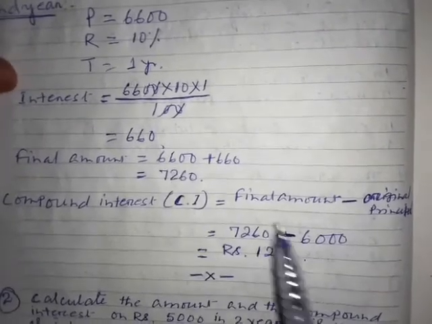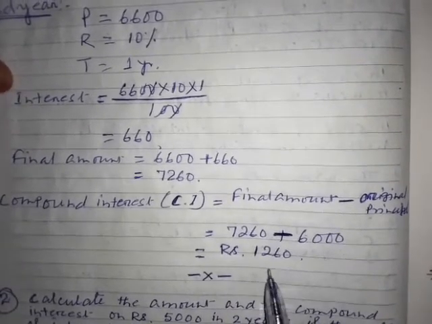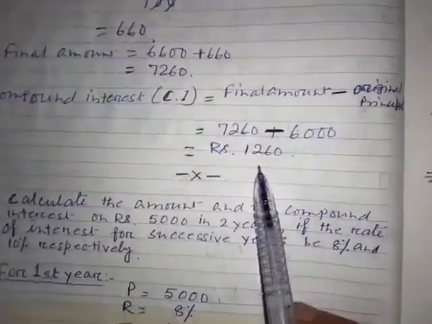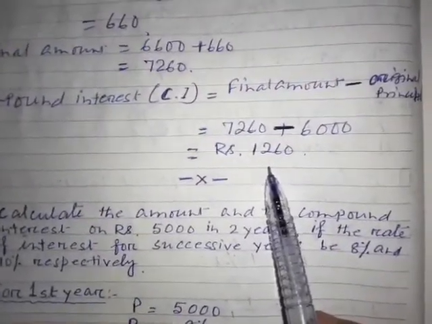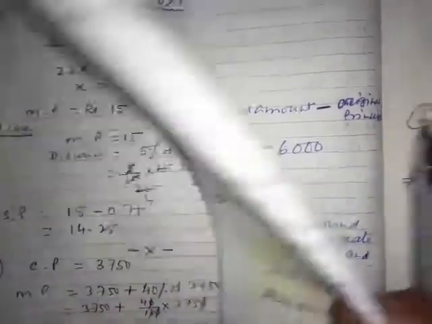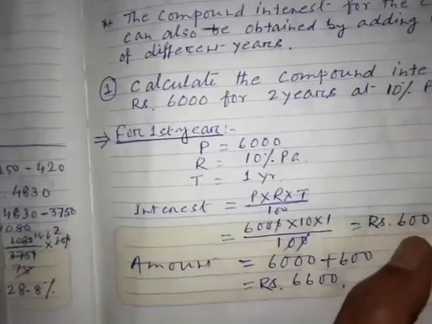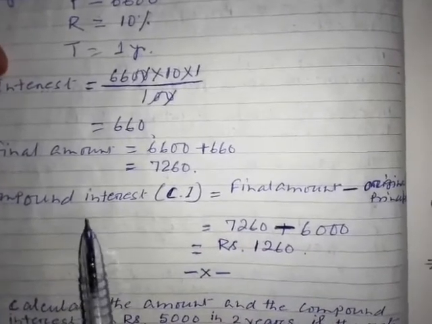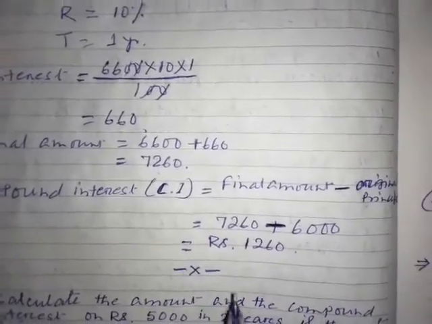What is the original principal in the beginning? 6,000. If you minus it, will you be able to get the compound interest or not? You can calculate the compound interest in the other way also. Add the interest of the first year. What is the interest of the first year? 600. What is the interest of the second year? 660. If you add these two also, there also you are going to get 1260.